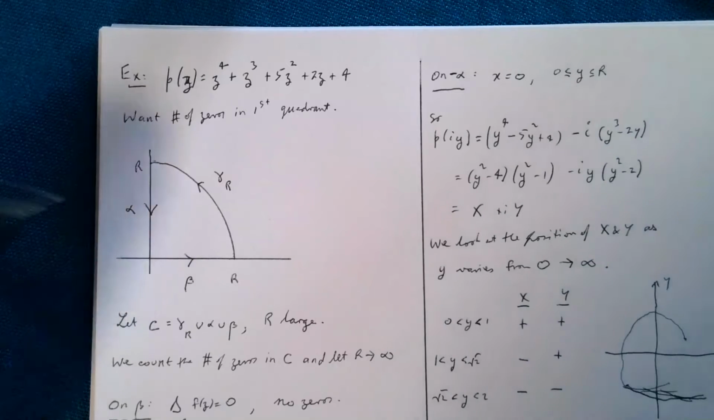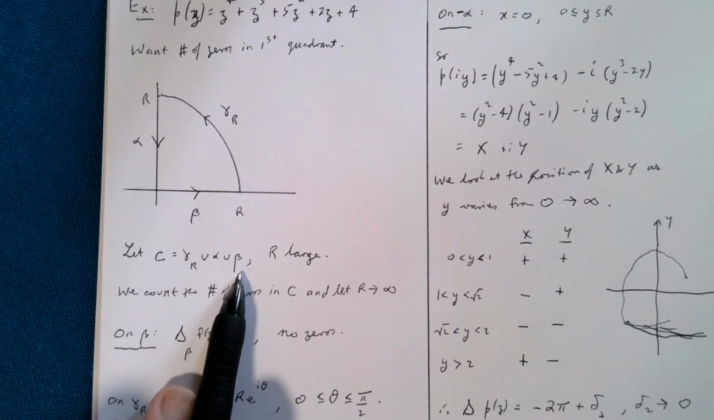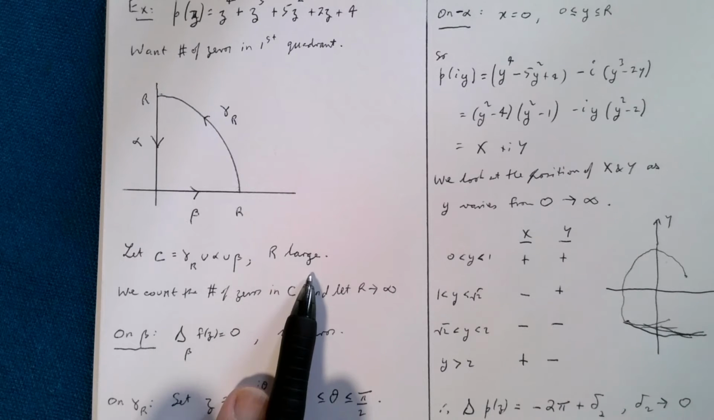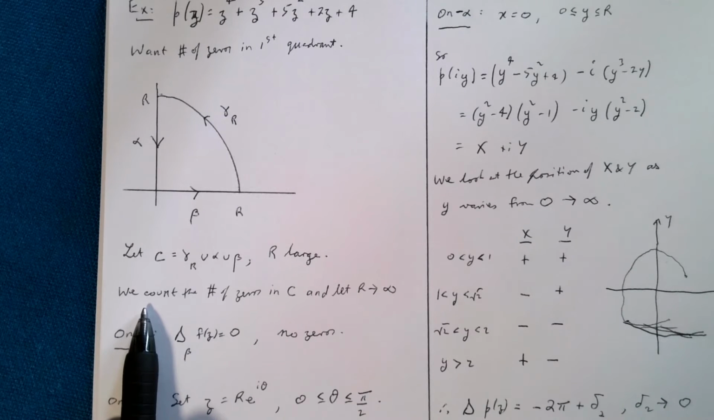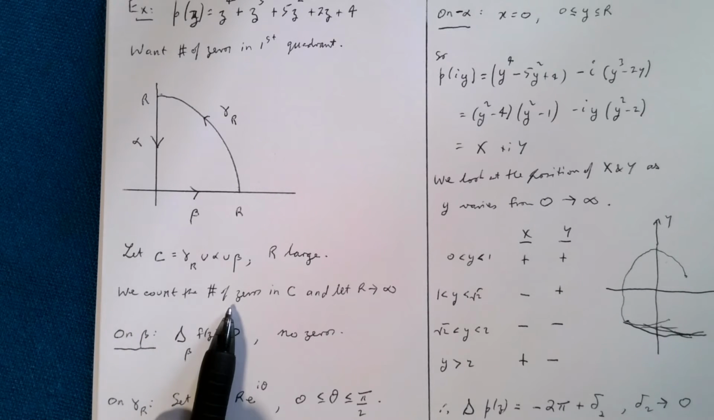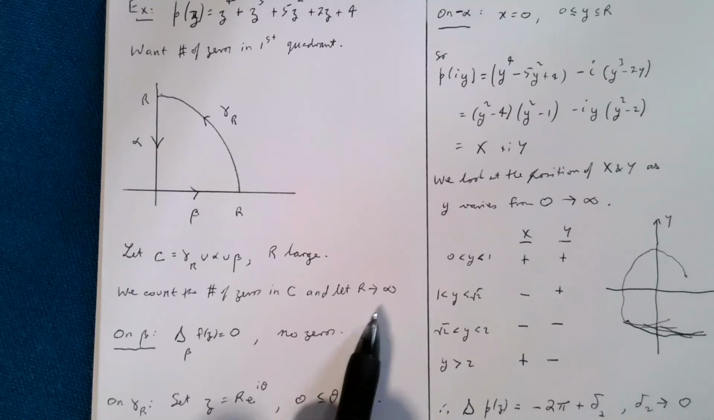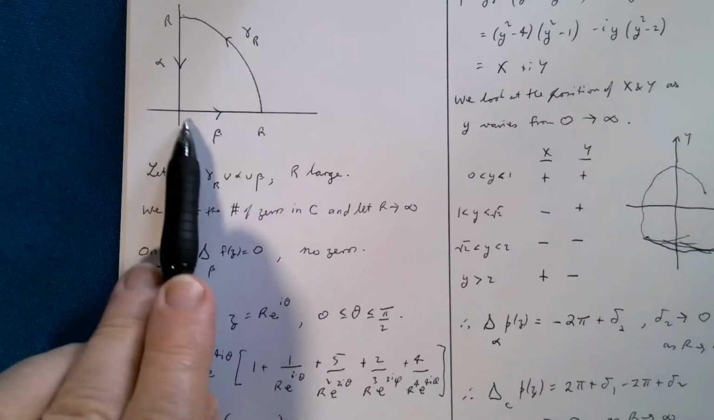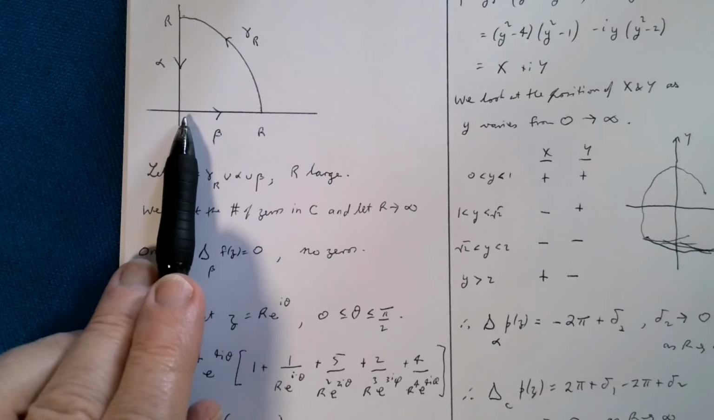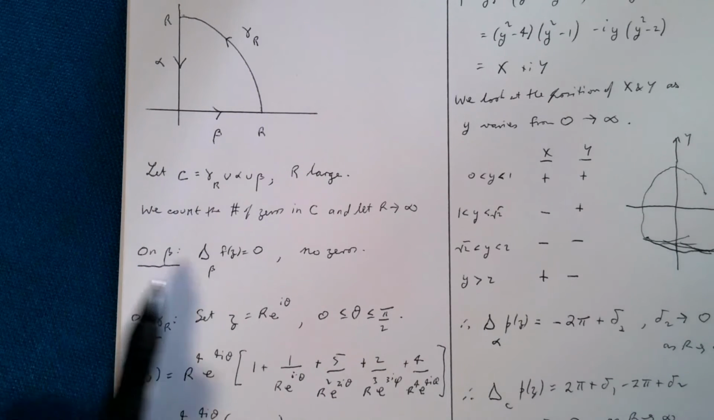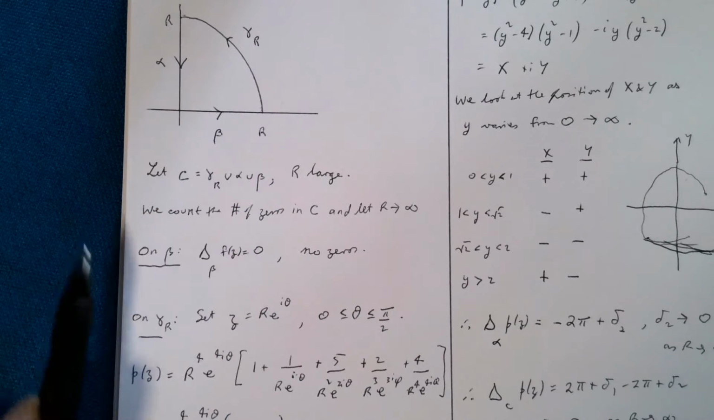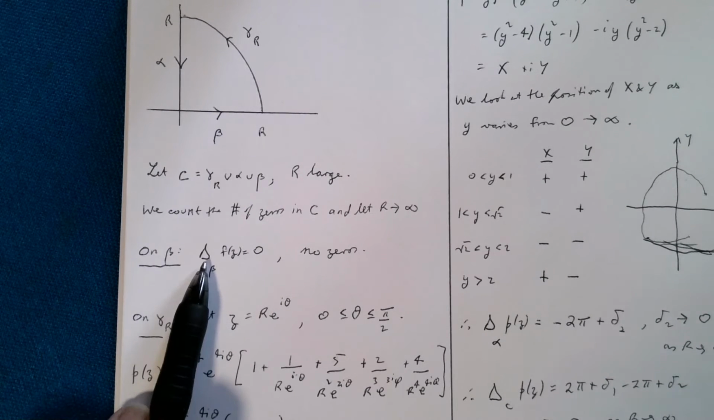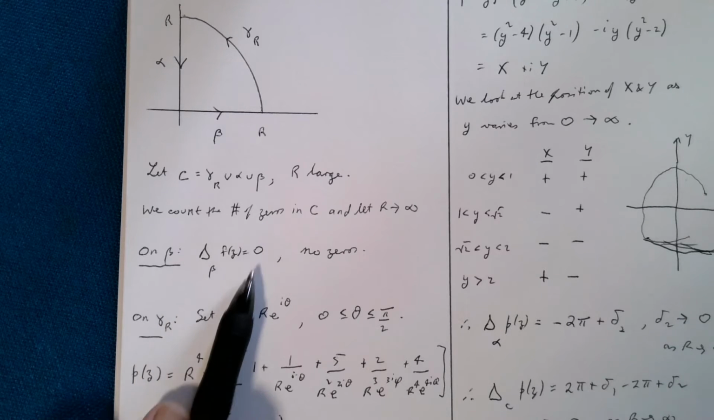I'm going to let C be the union of these three contours, and I'm going to think of r as being very large. So to count the number of zeros of the polynomial in the first quadrant, we firstly count the number of zeros inside this contour, and then we're going to take a limit as r goes to infinity. So firstly we deal with the easy case. On beta, z is just x, it's real, and this has got no zeros here. And indeed, as you move from here to here, there's no change in the argument. So the change in the argument of f of z on beta is 0, so there's no zeros there.